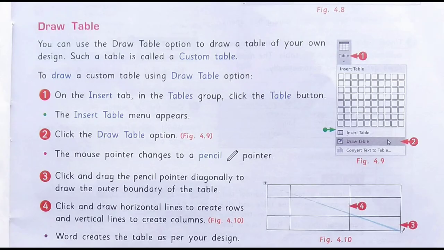Draw table. You can use the Draw Table option to draw a table of your own design. Such a table is called a custom table. To draw a custom table using the Draw Table option, first on the Insert tab in the Tables group, click the Table button. The Insert Table menu appears. Then click the Draw Table option. The mouse pointer changes to a pencil pointer. Then click and drag the pencil pointer diagonally to draw the outer boundary of the table. Then click and draw horizontal lines to create rows and vertical lines to create columns. Word creates the table as per your design.